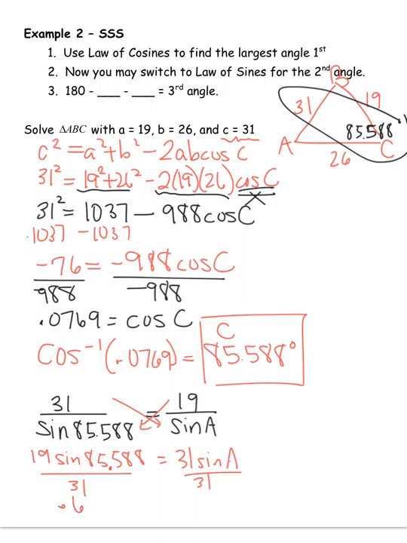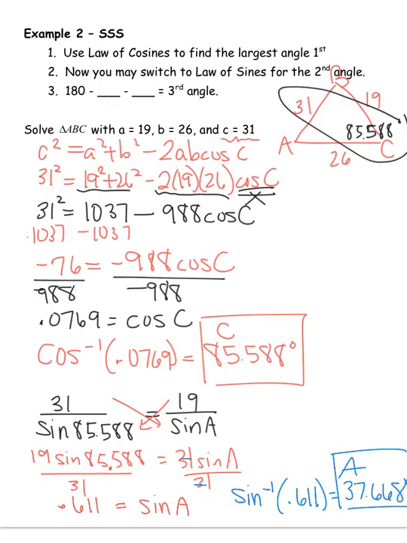So 0.611 equals the sine of A. And I'll have to do my inverse. So second sine, second answer. 37.668 degrees. And that was angle A.